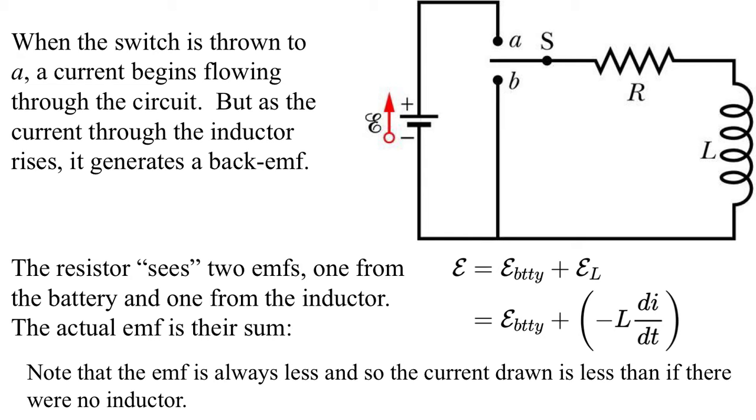When the switch is thrown to A, current begins flowing through the circuit. But as the current through the inductor rises, it generates a back EMF. In other words, there is no current, all of a sudden there is current. The inductor doesn't like that, so we get back EMF. That means the resistor kind of sees two different EMFs. We have the battery pushing charge this way, and the EMF trying to push charge that way. The actual EMF that goes across it is, of course, their sum. So we get something like the E on the battery minus L di dt. Notice the EMF is always less, and so the current drawn is less than if there were no inductor.